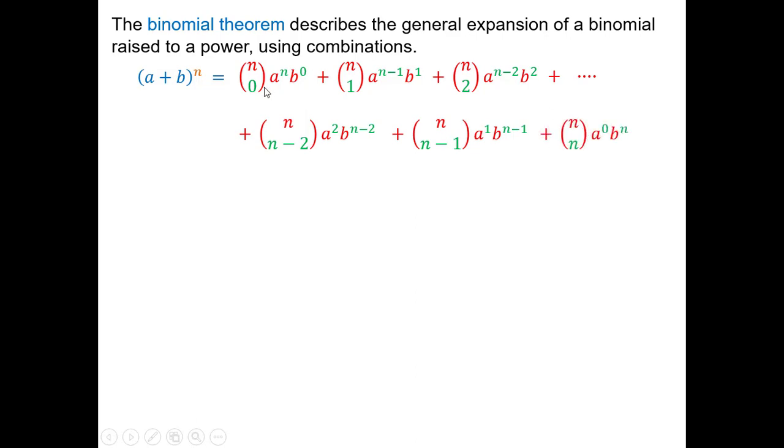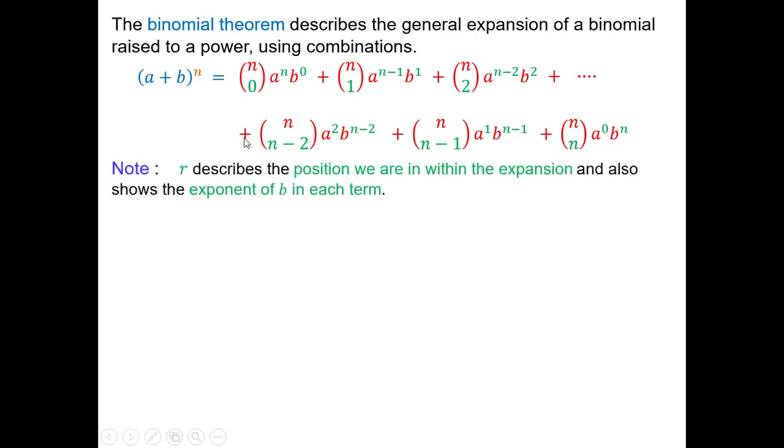Now, although this binomial theorem looks very complicated because of all the a's and b's and n's, all we're looking at is the pattern on the a's, where the a's are decreasing by 1 exponent each time, the b's are increasing by 1 exponent each time, and the coefficients can be found by these combinations.